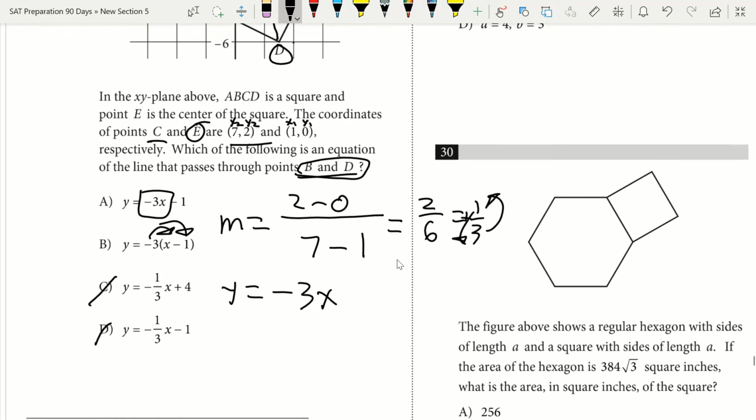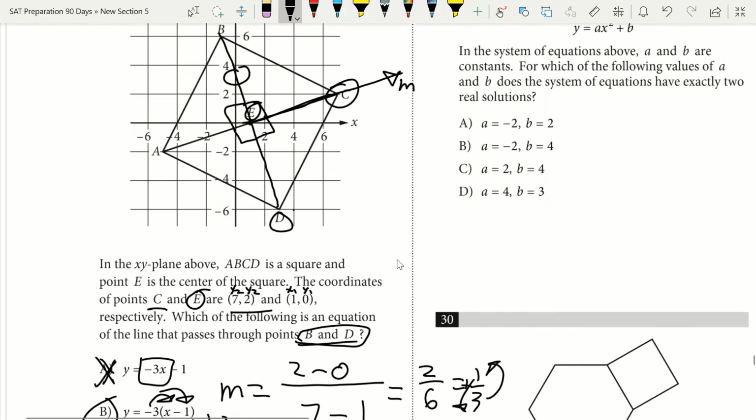We go down and find an answer with 3. We see that negative 3 times negative 1 is going to give us positive 3. So the answer there is going to be B, not A. B is our correct answer there. That's question 28.